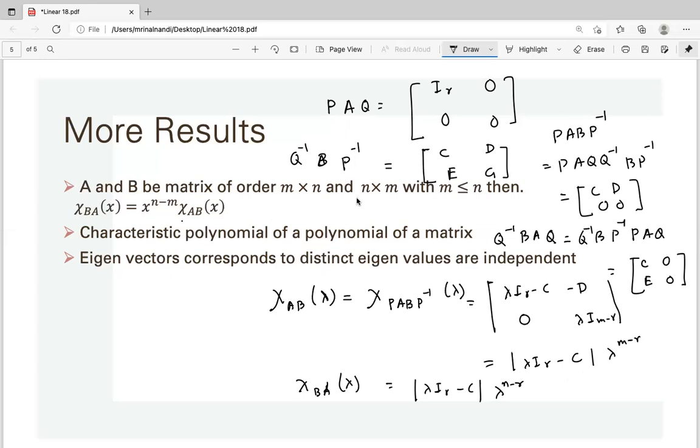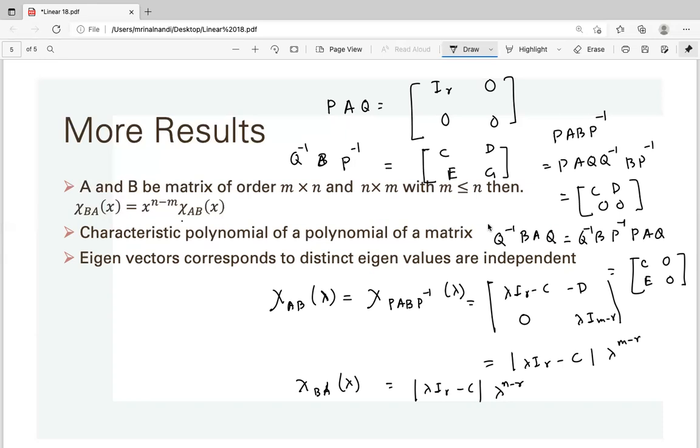Now, what is the utility of this result? If A and B are both n cross n square matrices of the same order, then the characteristic polynomial of AB and BA is the same. So it's an important and very deep result that the characteristic polynomial of AB and BA is the same.